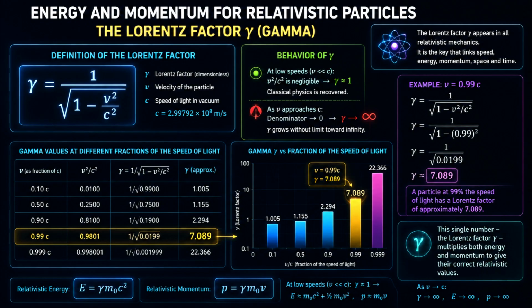For a particle traveling at 99% of the speed of light, gamma equals 1 divided by the square root of 1 minus 0.99 squared, which gives 1 divided by the square root of 0.0199, which is approximately 7.09. This single number, the Lorentz factor, multiplies both energy and momentum to give their correct relativistic values.